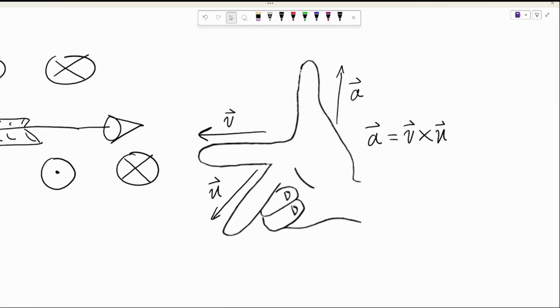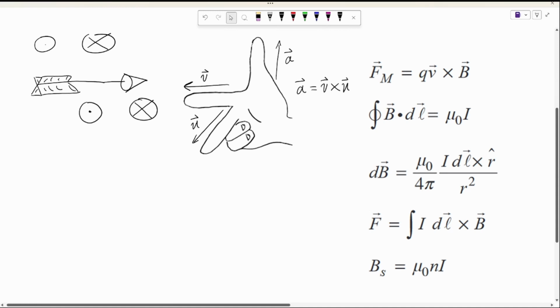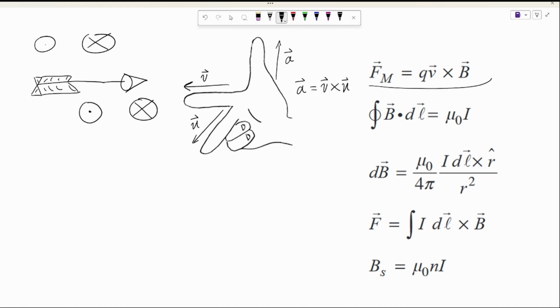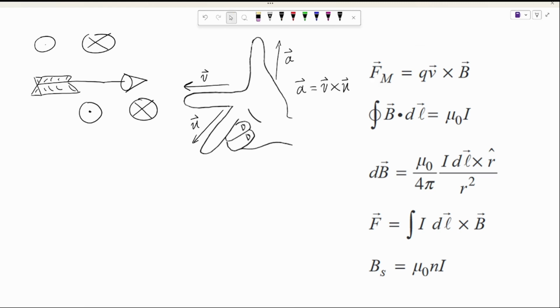So if you look at that formula sheet, you'll see they give you some of the stuff in terms of cross products. So for example, this here, the magnetic force on a moving charge, you can see it's V cross B. So you would point your index finger in the direction of the charge's velocity, and then your middle finger in the direction of the B field, and your thumb would give you the force.